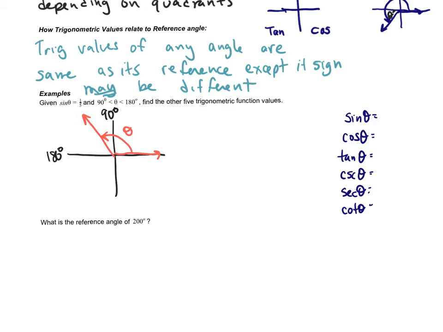Well, I already know what the sine of theta is. Sine of theta is 1/5, so I automatically know the cosecant is 5, because if you recall from the previous chapter, sine and cosecant are reciprocals.